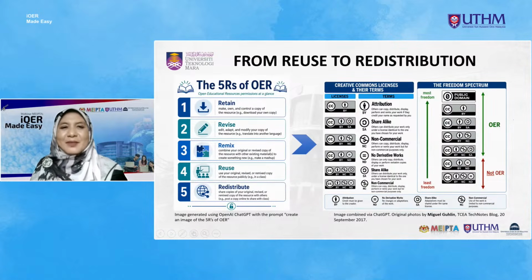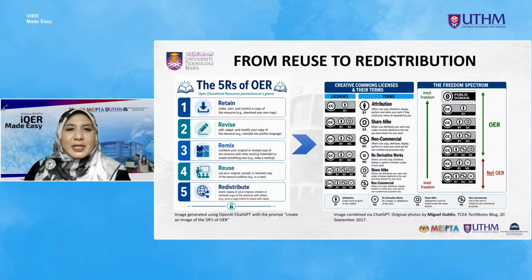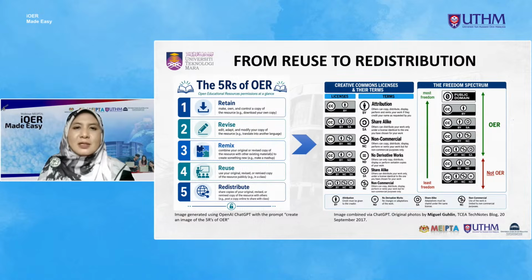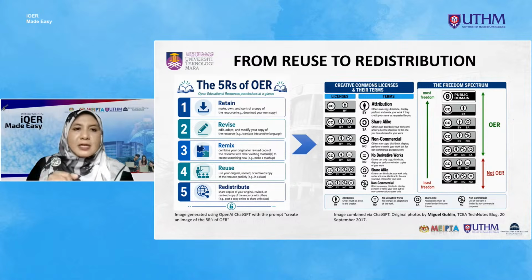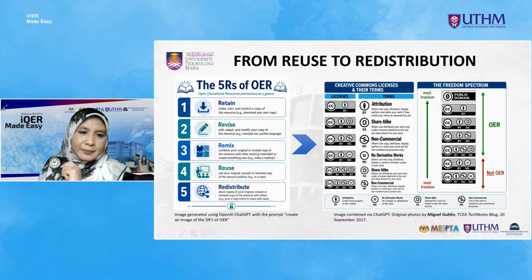So this is the part, from reuse to distribution. We need to understand this part of OER. These are the 5 R's of OER. There are two main ideas. The first one is openness. What does openness mean? The second one is licensing. So we need to have these two. First, openness means that we need to fulfill all these 5 R's. It's not to select. We need to make sure that the materials meet all these 5 R's: retain, revise, remix, reuse, redistribute.